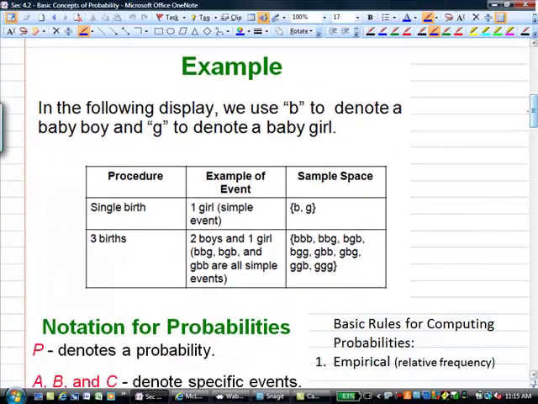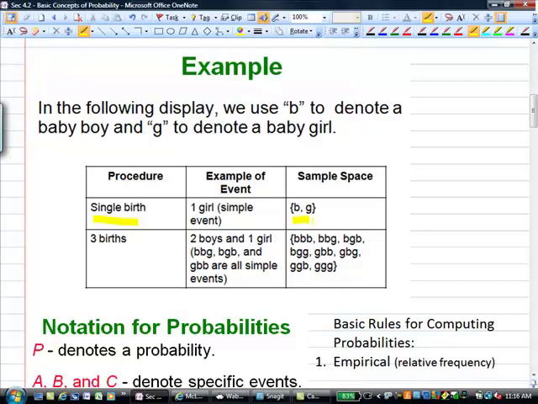Let's look at an example problem. It says, in the following display, we use B to denote a baby boy and G to denote a baby girl. The procedure that we're looking at in this first example is the single birth of a child. The event, if we're interested in producing a girl, would be one girl, if we're looking at the probability of having a girl. Our sample space, if we have just one child, would be the birth of either a boy or a girl.